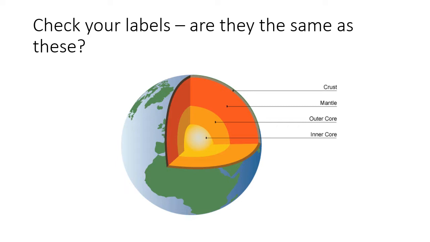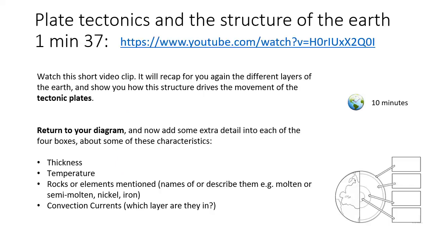Cool. Here we go. Check your answers from those 4. And it's time to add some more detail. Another video for you to watch, just under 2 minutes this one. It'll go through those layers and it'll also talk a little bit about how that structure moves the tectonic plates. So the Earth's surface is divided up into all these sections. It is split, kind of like a jigsaw. All the pieces fitted together to make the solid crust, the surface of the Earth that we stand on.